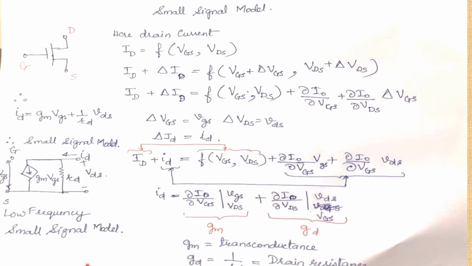So, small signal model. Here is a symbolic representation of EMOSFET. We have seen in the previous session on DC analysis of EMOSFET that the drain current is a function of gate to source voltage and drain to source voltage. So if there is some change in the drain current, by a few amperes or milliamperes, then ID plus delta ID will be written as a function of VGS plus delta VGS and VDS plus delta VDS.